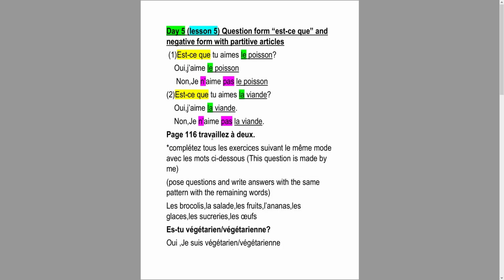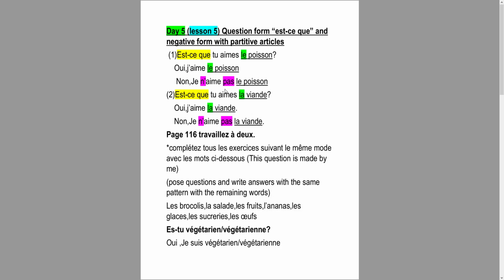Page number 116, Travaillez, deux. Page number 116 in your textbook. Travaillez, deux. Remember, that question is given for you to practice, but I prefer you do it as writing work. With this, I made a question for that. Complétez tous les exercices suivants le même mode avec les mots ci-dessous. This question is made by me for your reference. This means pause, read the questions and write answers with the same pattern with the remaining words.